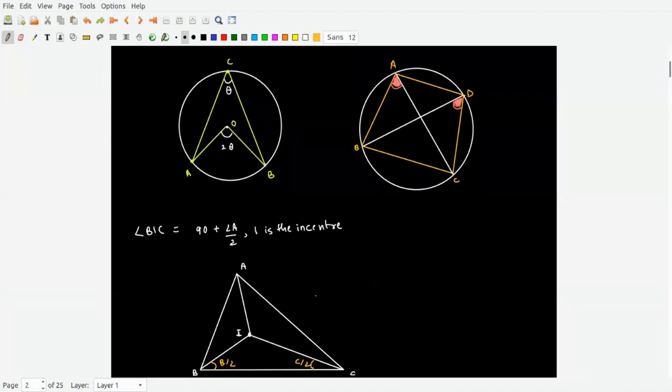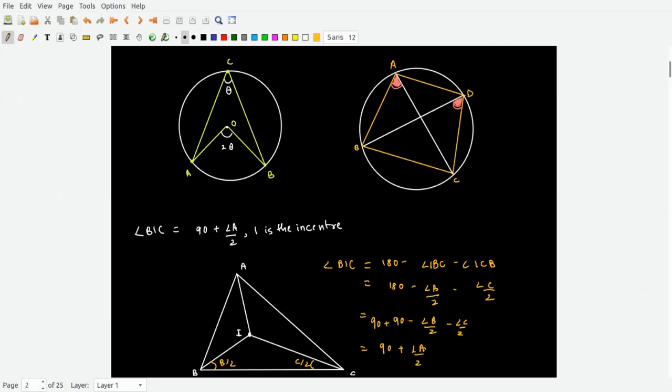Such a short group. Feel free to say. I'll just write the detailed proof because why not? We want to find angle BIC, which is essentially 180 minus angle IBC minus angle ICB, which is 180 minus angle B by 2 minus angle C by 2. 180 is 90 plus 90, minus B by 2 minus C by 2. And 90 is basically A by 2 plus B by 2 plus C by 2. So those get cancelled and you get 90 plus A by 2.